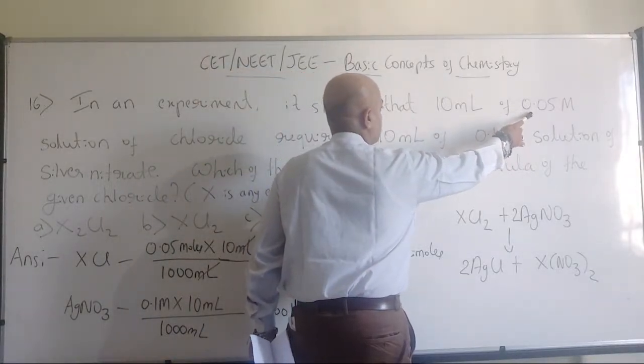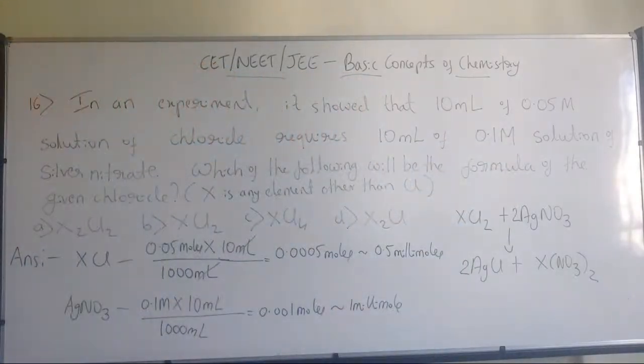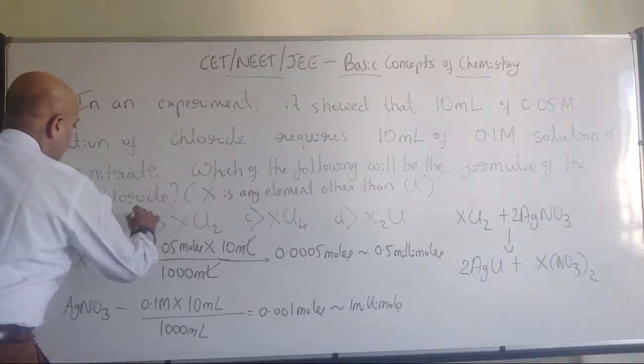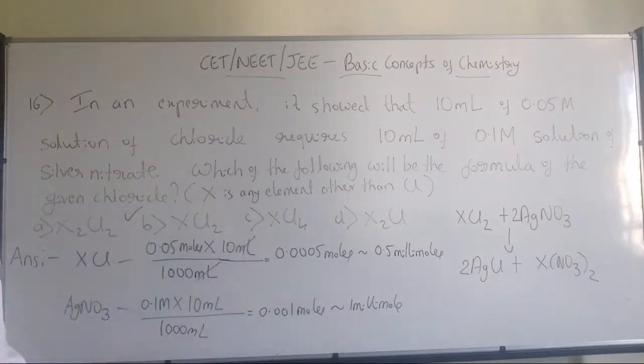So half it is, half of 0.1. So therefore, based on this we can go with B. All of you have given the answer, that is option B should be the answer. The given chloride should be XCl2.